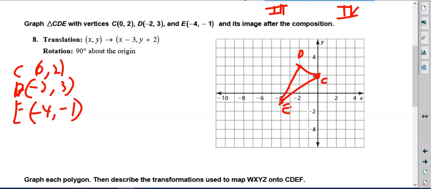Now, I'm doing 2 things. First, I'm doing this one. So be careful. Go in order. So I'm going to move every point left 3 and up 2. Again, if you want to, you can do the math on this.